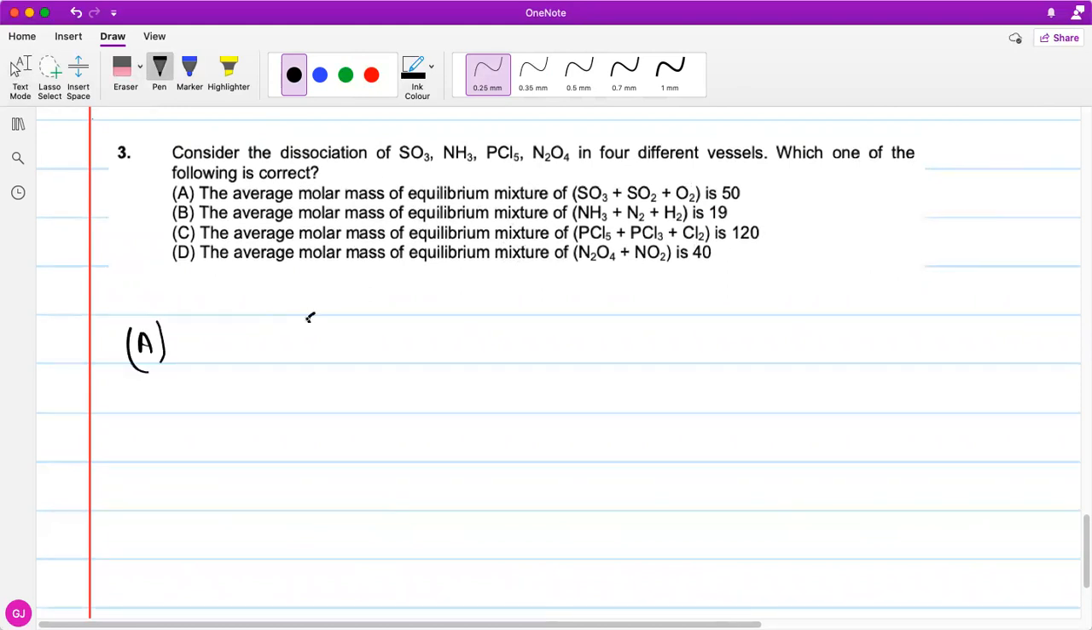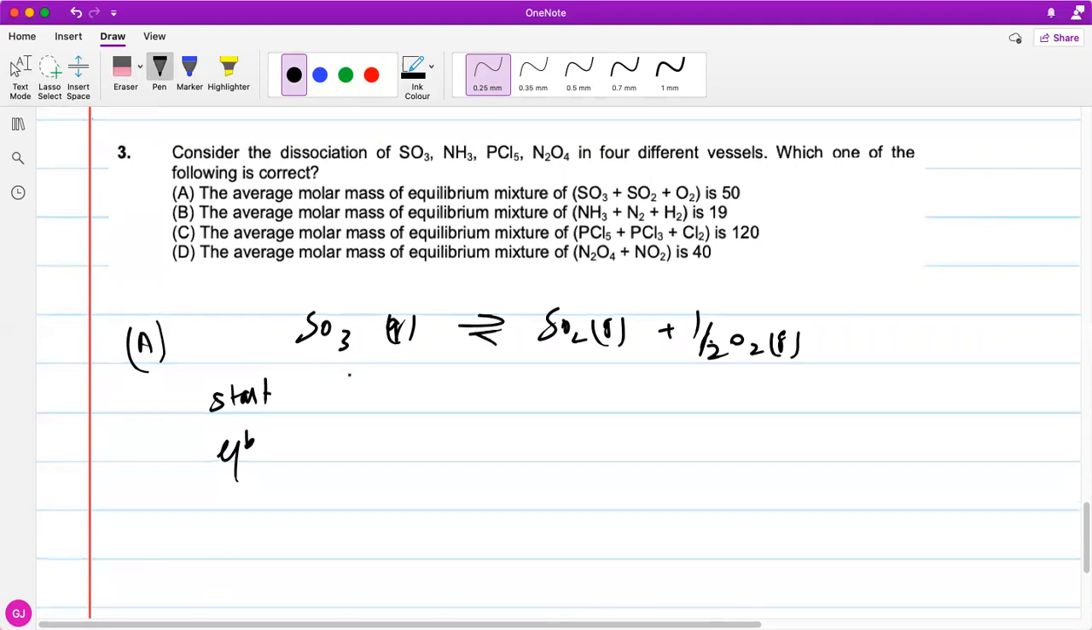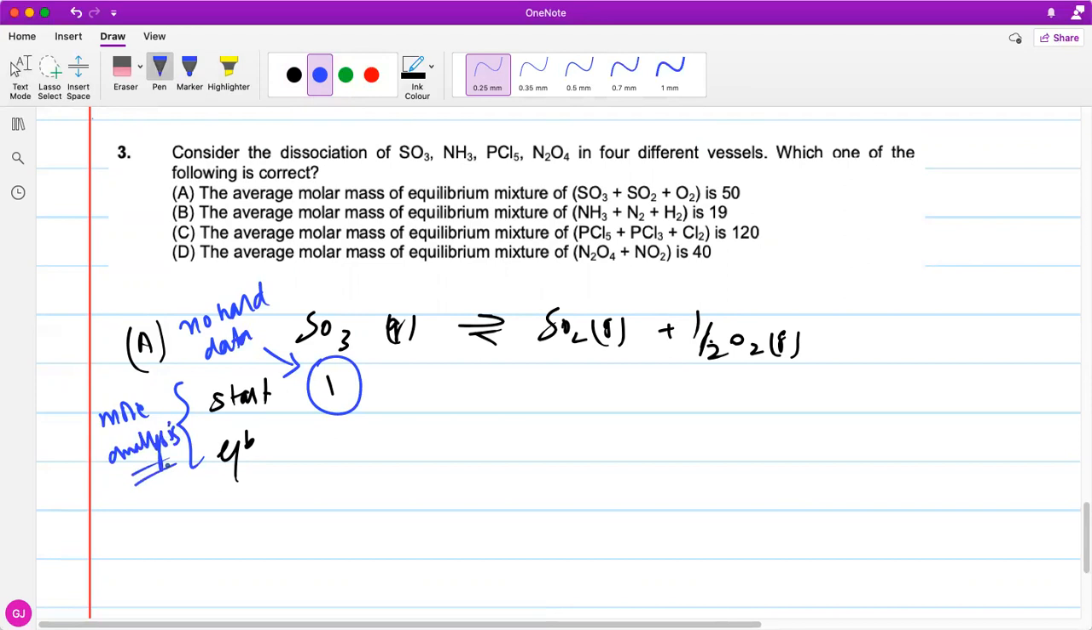So let's say option A, in which the reaction will be SO3 dissociating to give you SO2 plus half O2. Right? Now start and equilibrium. You can say 1 mole. Okay, no hard data. So we can do the mole analysis by starting with 1 mole, right? Nothing, right? And say in the end, assuming that the reaction would have gone to completion, 1 mole of SO2 and half mole of O2 would have been there. Of course, if equilibrium was established, then 1 minus alpha, and alpha by 2 is something that would have been written.